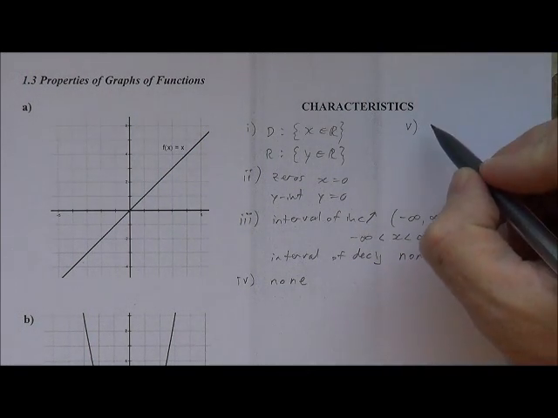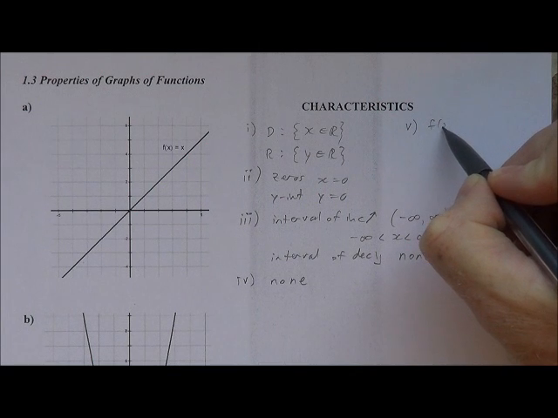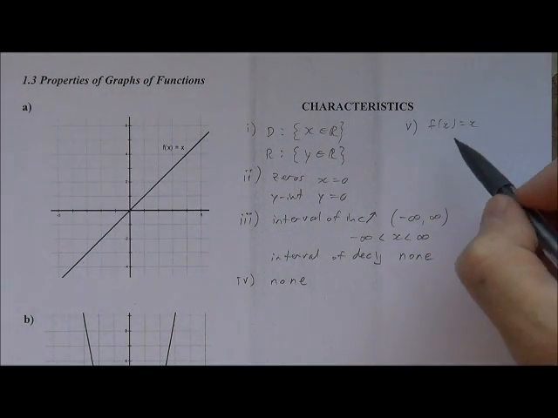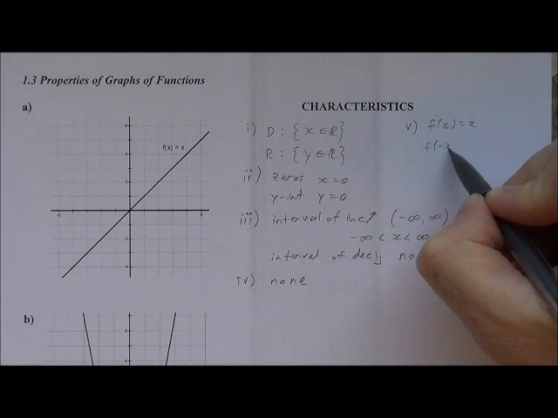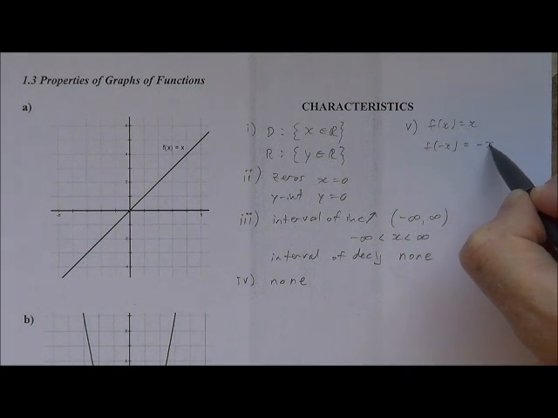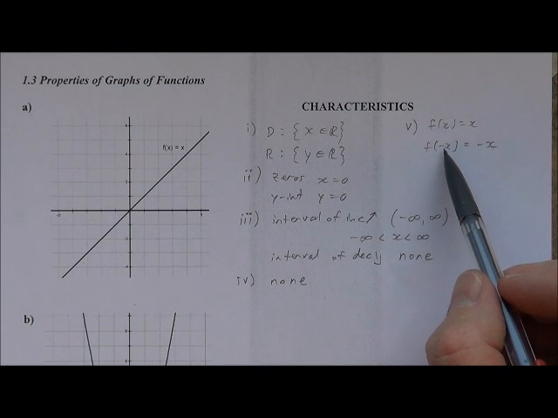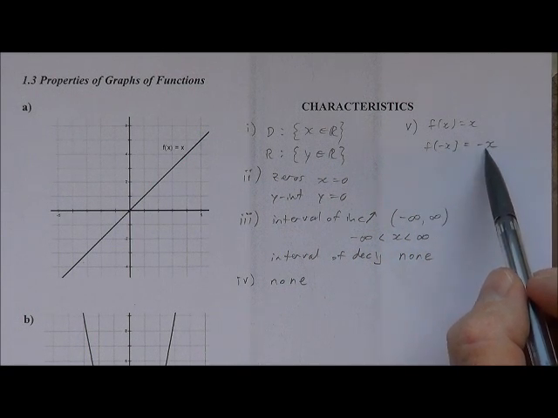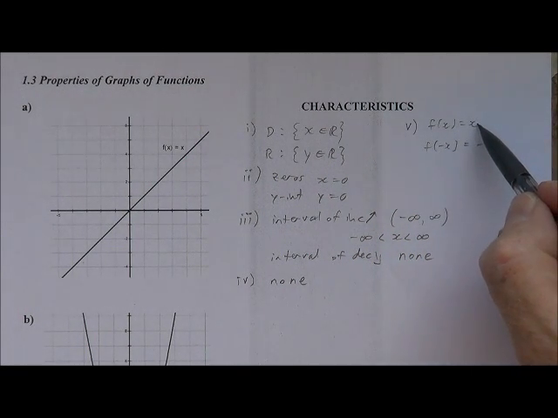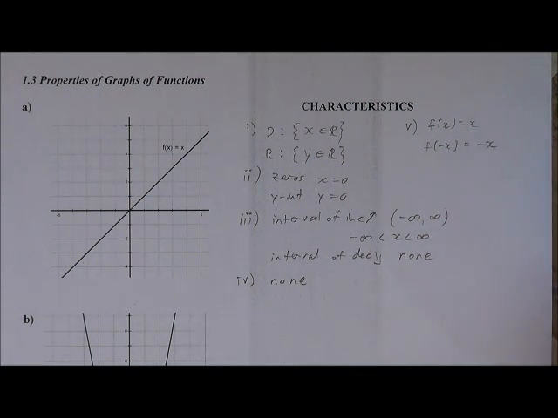Okay? So a way to do this is we've got f of x equals x. So we'll substitute in negative x, and the negative x, that's a reflection in the y-axis if you're talking about transformations. So if f of x equals x and negative x, if those two are equal, then it's even symmetry, but it's not, so it's not even.